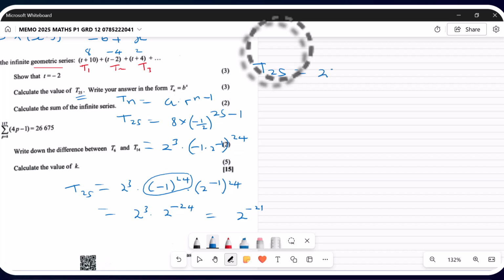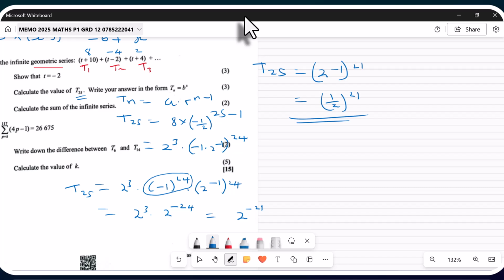Calculate the sum of the infinite series. Okay, now the sum is given by sum to infinity. S infinity equals A divided by 1 minus common ratio. Hope you guys know that by now. Okay, so here our sum to infinity, our S infinity equals A over 1 minus common ratio.